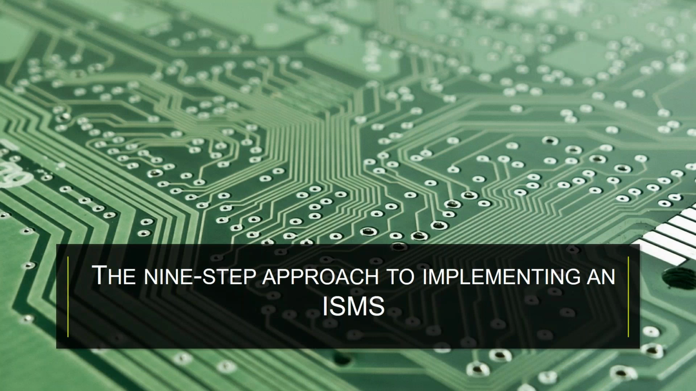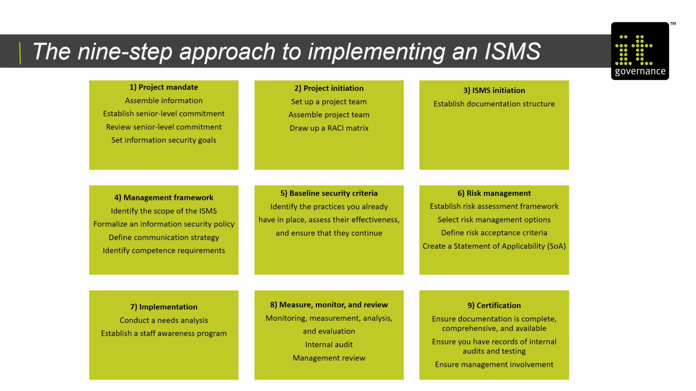So an organization decides to implement an information security management system. How do you go about doing it? What are the 9 steps? We broke it down as 9 steps because that's what we found over the many hundreds of information security management systems that we've helped organizations implement: they all follow pretty much the same process.